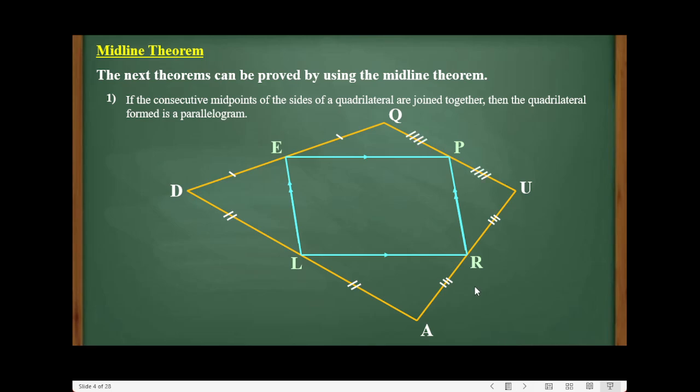Meaning, points P, R, L, and E are the midpoints of their respective sides of the bigger quadrilateral QUAD. Okay? So, yun ang ibig sabihin nun. Okay?